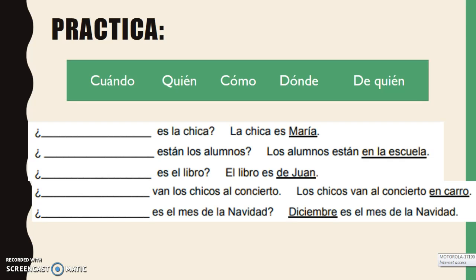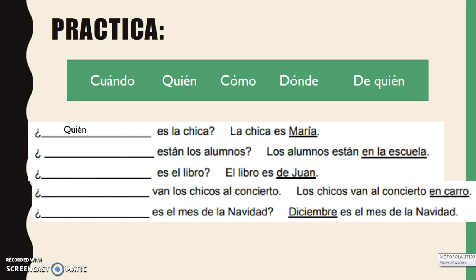And our first question says, blank es la chica, and it gives us more information by saying la chica es Maria. So something is the girl is Maria. So the correct question for this one would, of course, be quién. And you can pause the video and try these on your own if you would like, and then check your answers. So quién, we know, means who, and that would make sense to say who is the girl. The girl is Maria. So it's kind of a question-answer thing here.